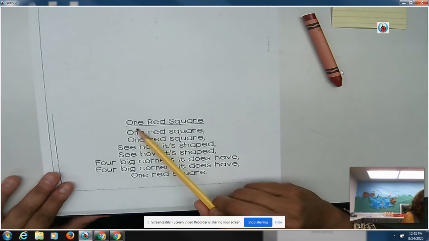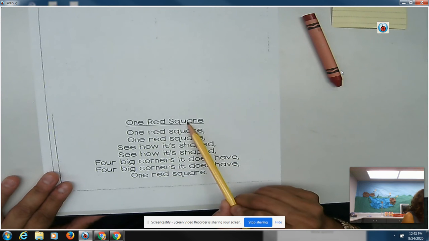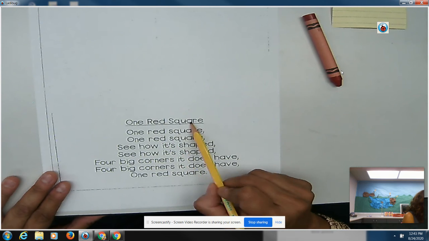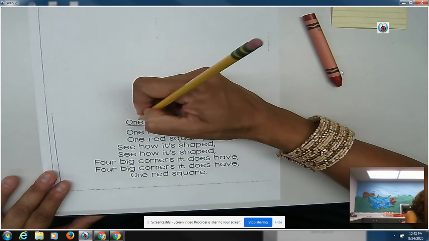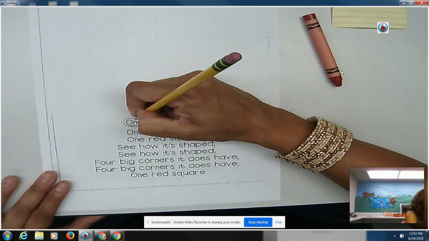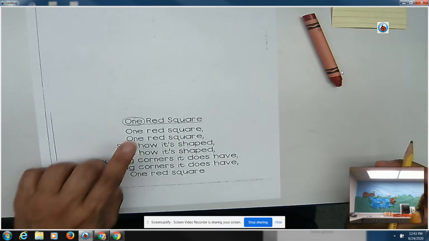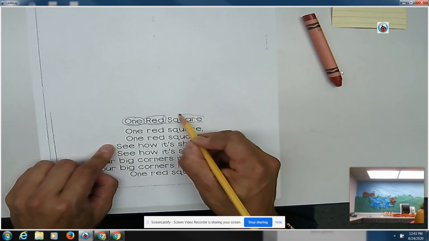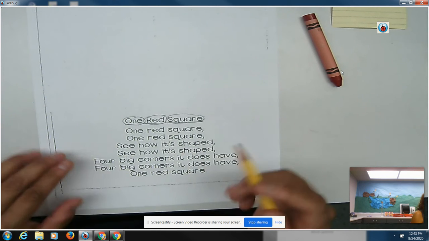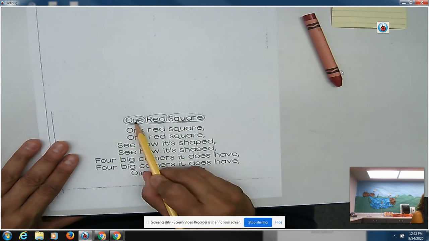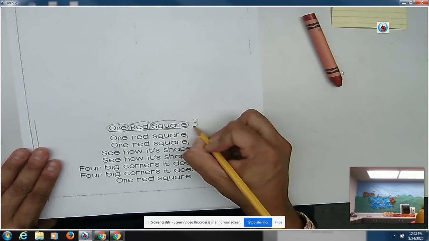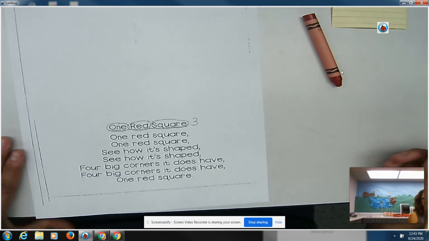Okay, so the title is One Red Square. We always try to count how many words are in the title. The way we do that is we circle the first word, and then the second word, and then the third word. One red square. 1, 2, 3. There are 3 words in the title, so right next to my title, I am going to write 3.